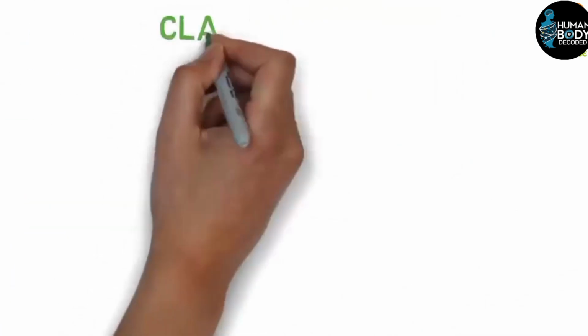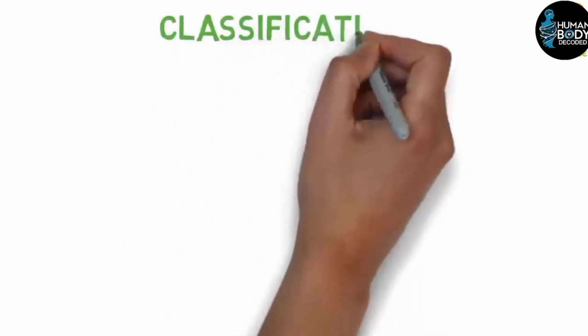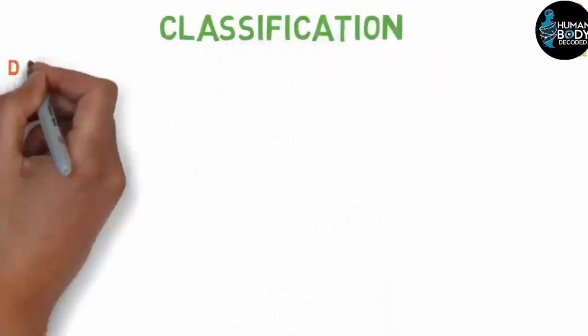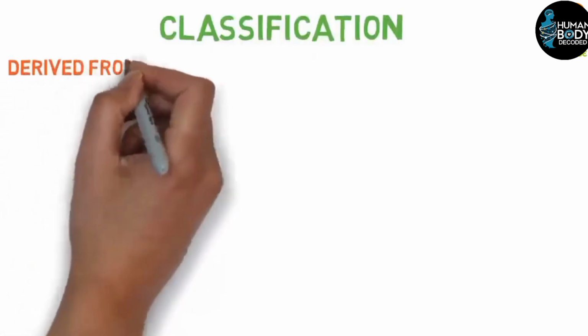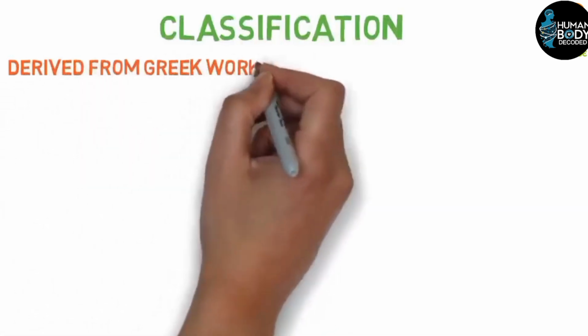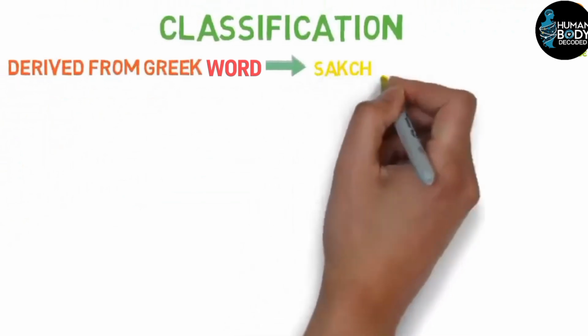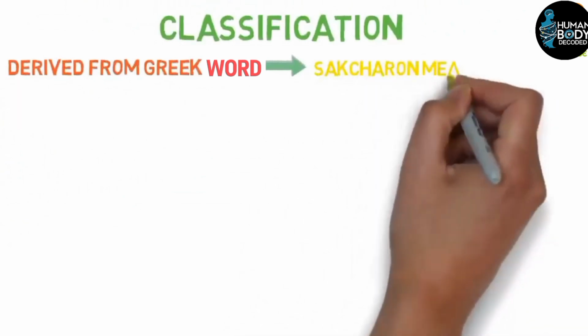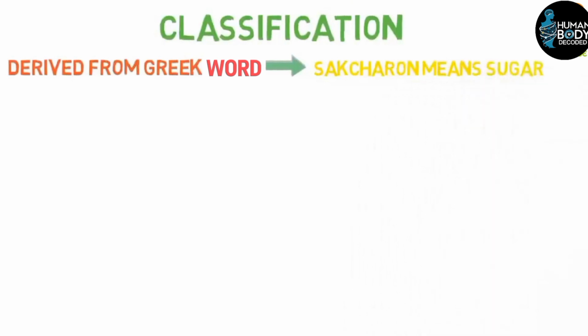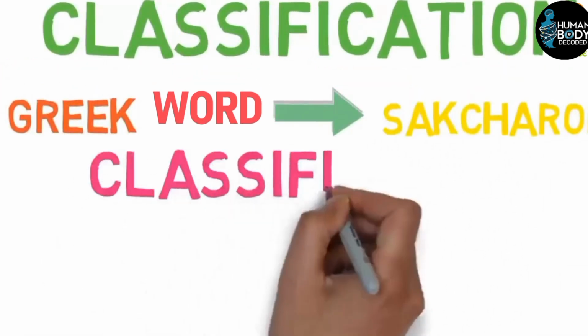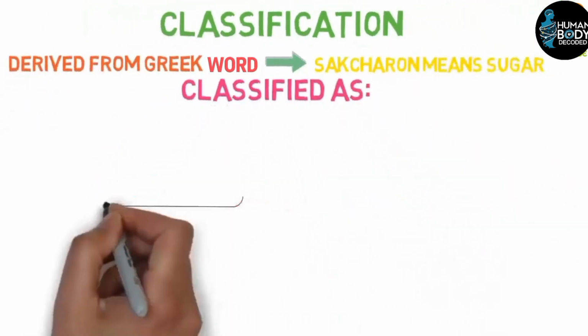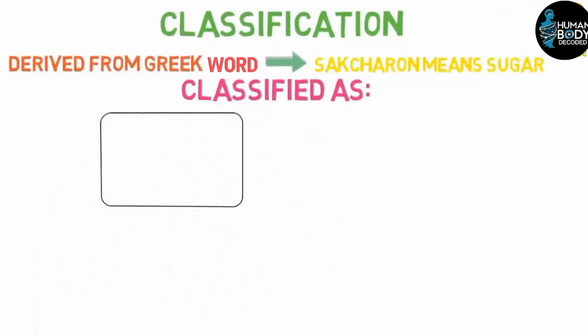Now, let's move on to the classification of carbohydrates. Let me tell you first that the word saccharide is taken from a Greek word, saccharon, which means sugar. That is why we call carbohydrates sugars. We've classified them into 4 categories. Let's go through each classification one by one.